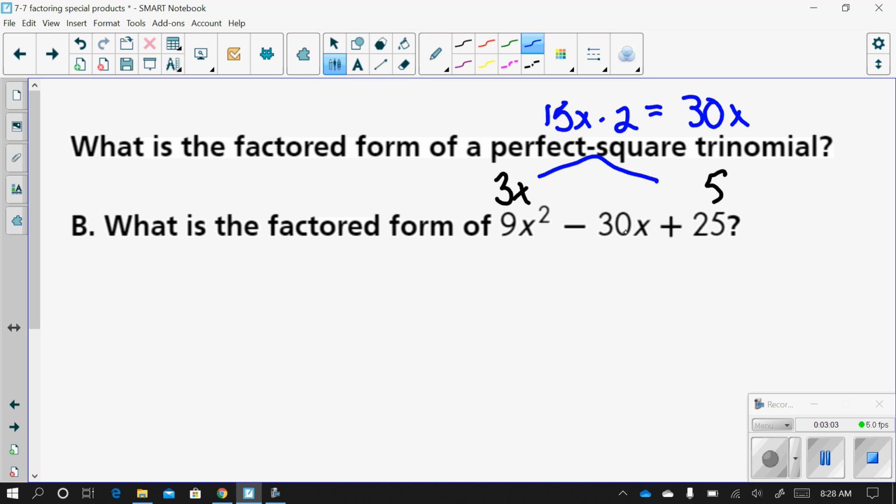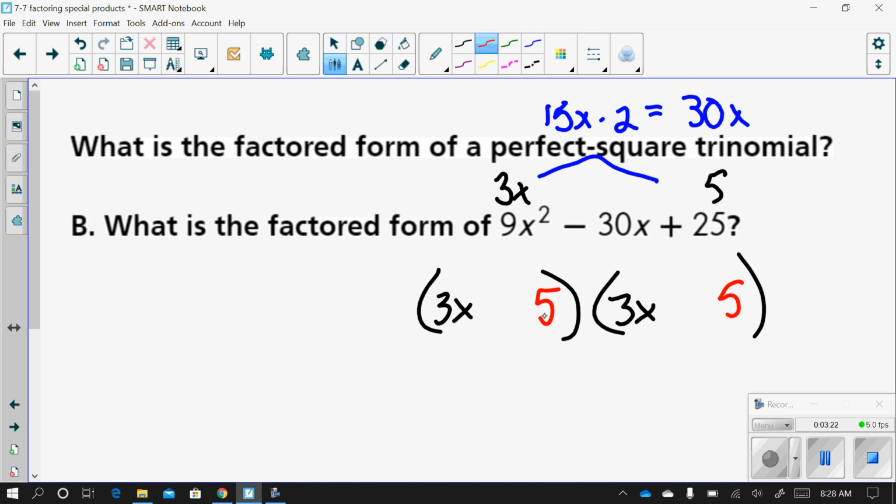Okay, so we can go ahead and reverse FOIL. Do my two sets of parentheses, shortcut. You can take this square root. Because it's a perfect square trinomial, this is the only time I can do it. I know 9x squared is the same thing as 3x times 3x. And I know this 25 is going to be the 5 and the 5. Check real quick. 3 times 5 is 15. 3 times 5 is 15. 15 and 15 make 30. So we know we're okay.